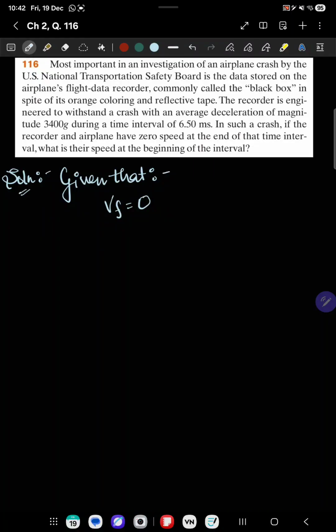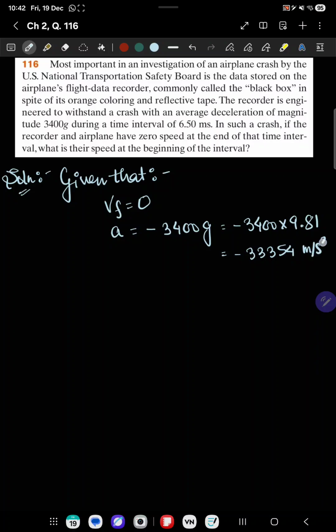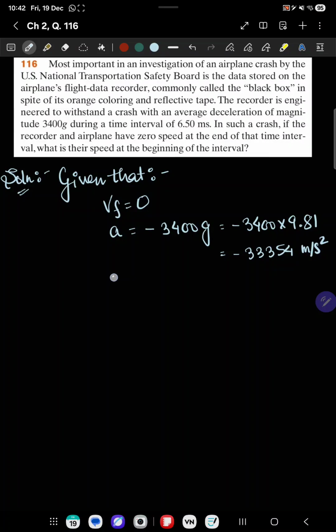Since it is decelerating, the acceleration we will write as minus 3400 g, which again we can write as minus 3400 into 9.81. So we can write it as minus 33354 meter per second square. Time given as 6.50 millisecond, which we can write as 6.50 into 10 to the power minus 3 second.